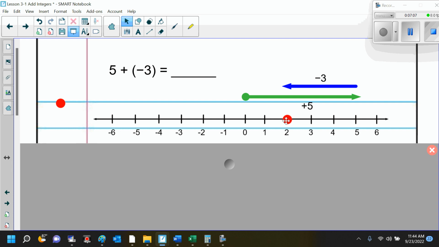I end up at 2. Is everybody clear with that? So here, is that a positive or a negative? Positive 2. Got it?